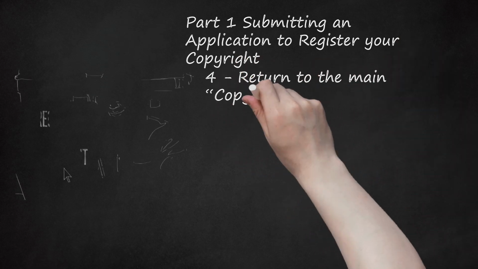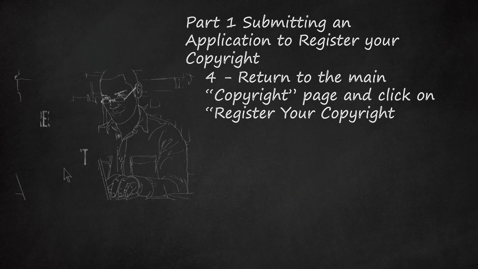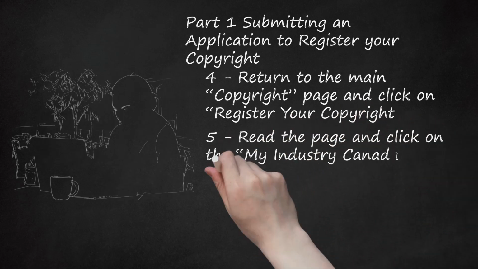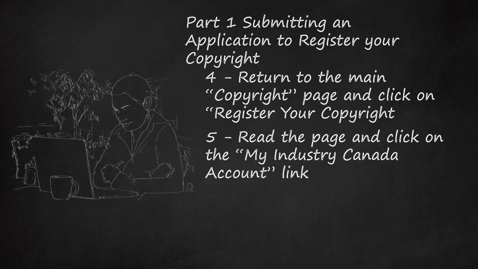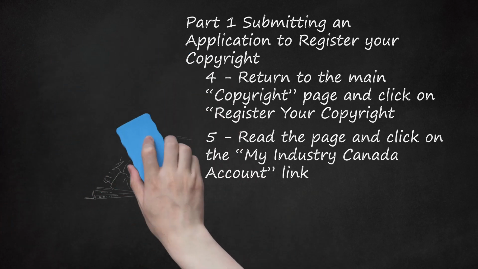4. Return to the main copyright page and click on Register your copyright. This link will help you begin registering your intellectual property copyright. 5. Read the page and click on the My Industry Canada account link. Before you click on the Copyright e-filing application form link, you will need to set up an Industry Canada account. This will allow you to pay for the application fee. You need to have your username and password already created, because the form is on a secure server.